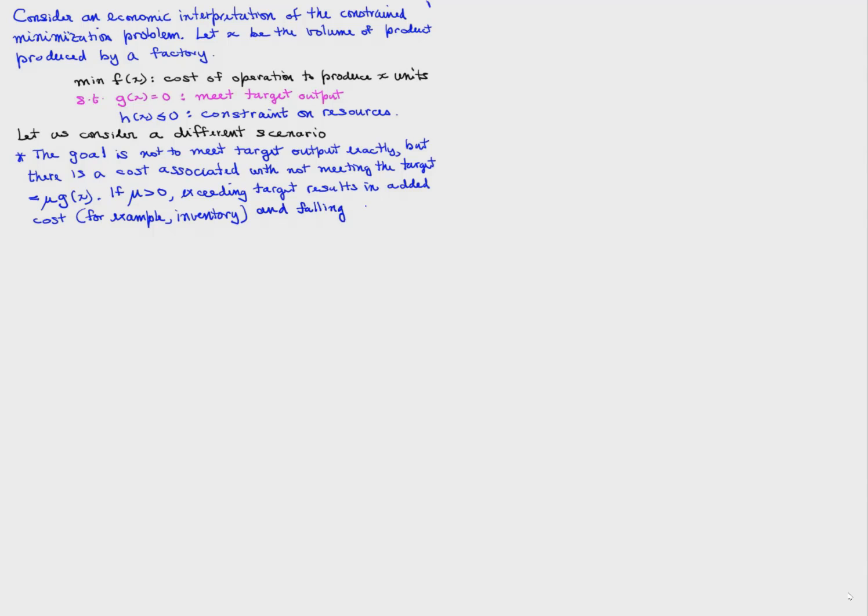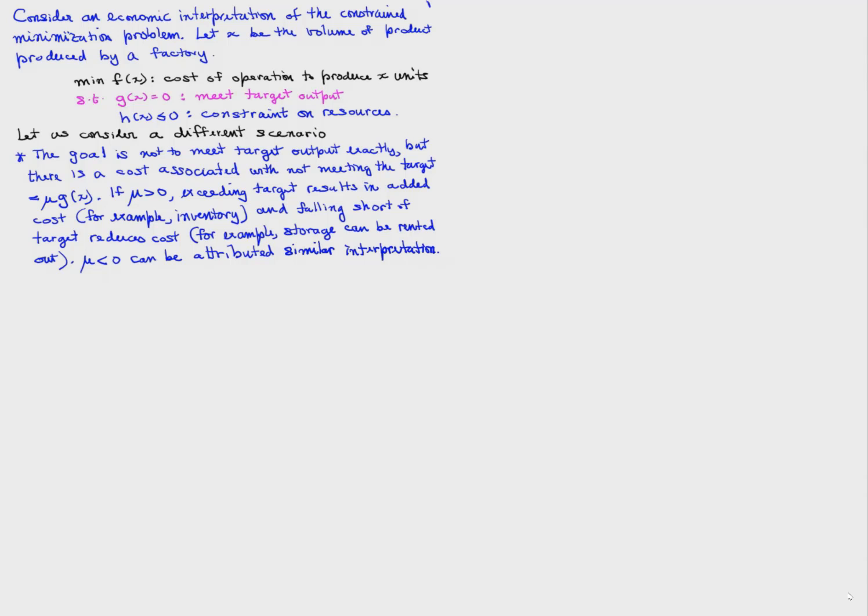And falling short of the target reduces the cost. For example, maybe if we produce less than what's necessary, we have some extra inventory storage left that can be rented out for some price. And mu less than or equal to 0 can also be given a similar kind of interpretation. So we're not trying to satisfy a constraint, but we associate a cost with not satisfying the constraint.